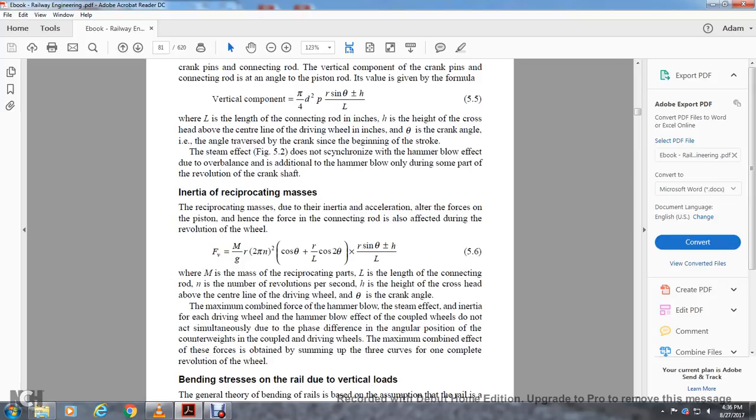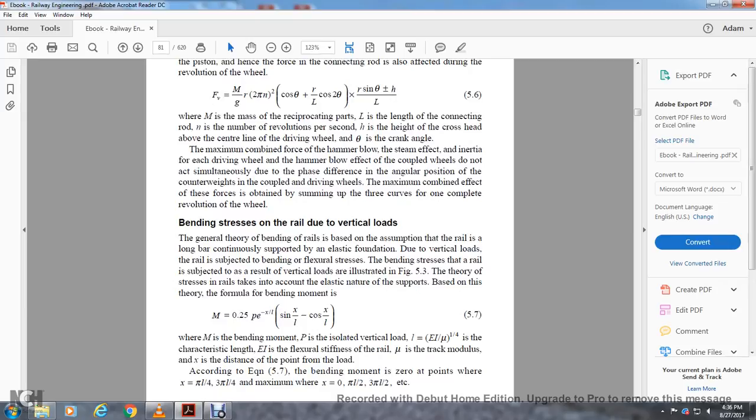The maximum combined force of the hammer blow and steam effect occurs at the rim of the driving wheel. The hammer blow effects of the coupled wheels do not actually coincide due to the phase difference of the angular position of the counterweights in the coupled driving wheels. The maximum combined effect of these forces is obtained by summing up the three curves over one complete revolution of the wheel.